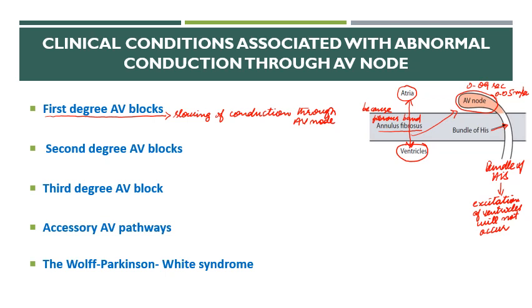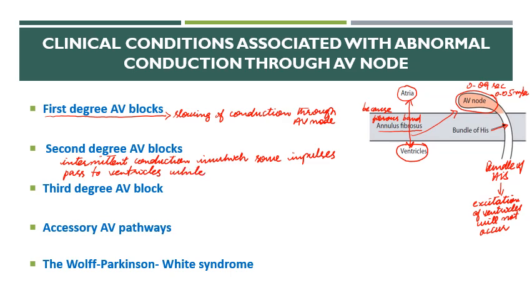In second degree AV blocks, the reason is intermittent conduction in which some impulses pass to ventricles while others cannot pass from AV node to ventricles.